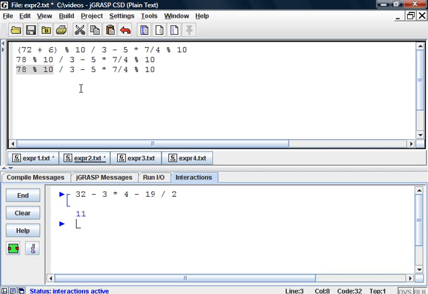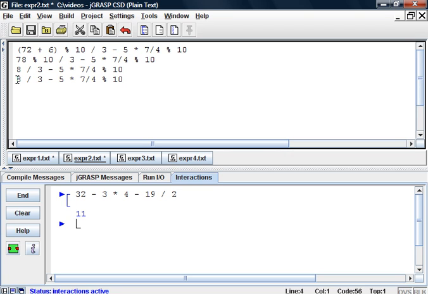Mod gives you the other part of integer division. So if we were to ask what you get by taking 78 divided by 10, in integer division we'd say that 78 divided by 10 goes evenly 7 times. Mod gives you the other part of this, the remainder, the leftover. So 10 goes evenly 7 times into 78, and what's left over is 8. So that's what mod gives us. So that's our next sub-expression.